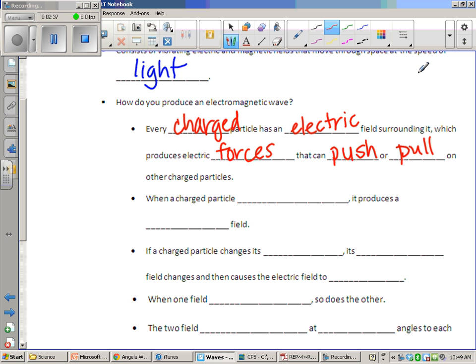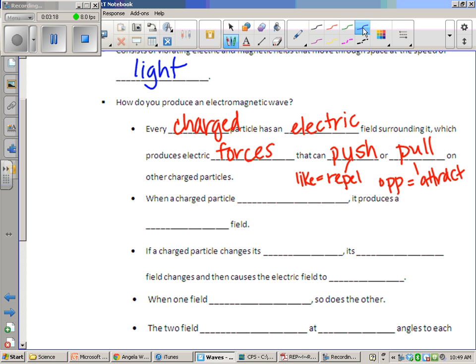Okay, so whenever you think about that sentence we just filled in, that they produce electric forces that can push or pull, your push is going to be the repel part. So we know like charges repel, and we know that pull, that's going to be your attract part. And we said that opposites attract when we talked about electricity. So we know that that is what happens when we talk about charged particles.